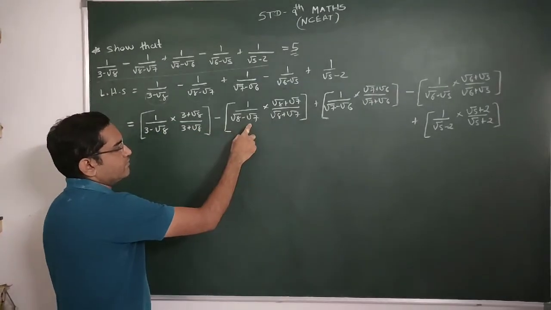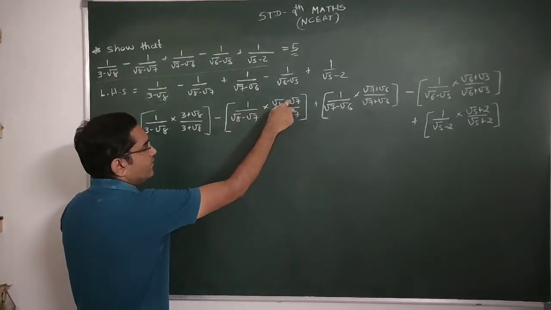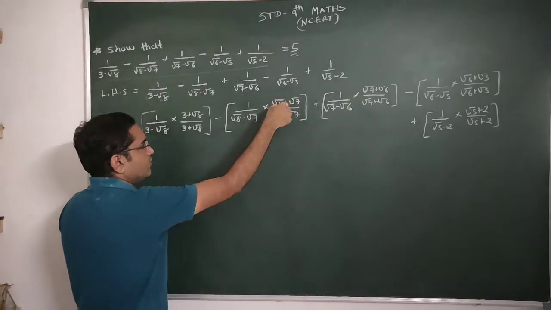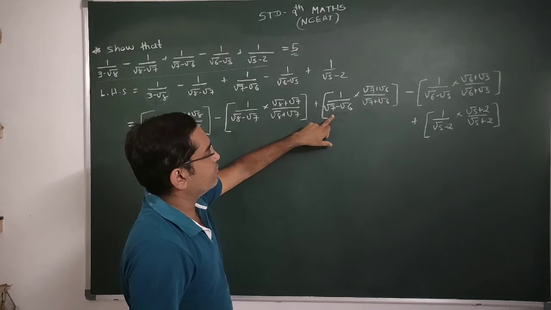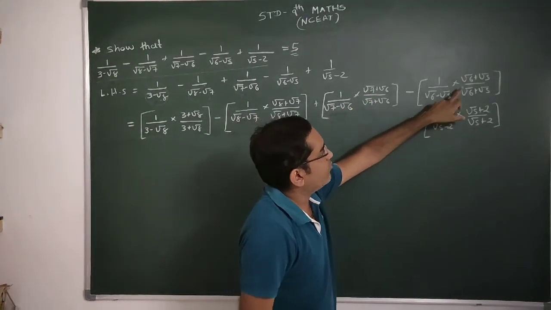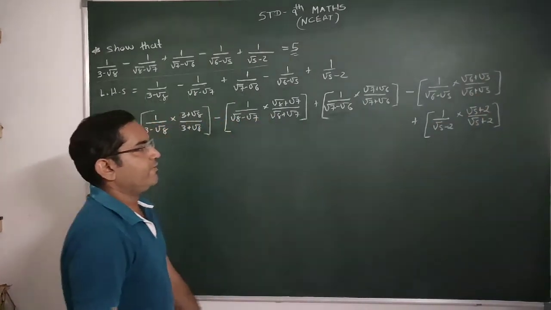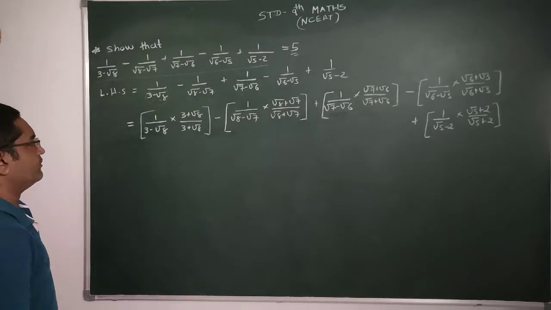Root 8 minus root 7. The rationalization factor is root 8 plus root 7. So multiply it with the numerator and denominator. Same way, root 7 minus root 6, so the rationalization factor is root 7 plus root 6. जो भी साइन है उसके ऑपोजिट साइन लेके आपको मल्टीप्लाई और डिवाइड करना है. So this is multiplication with the rationalization factor.